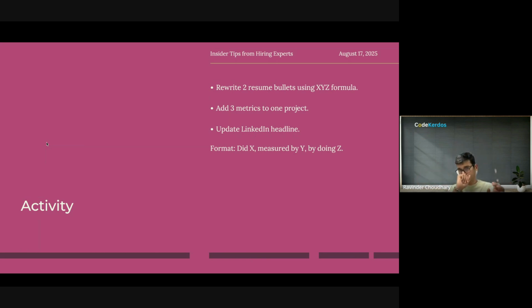So rewrite at least 2 resume bullet points using this XYZ formula. Add some metrics, probably 3 metrics to your project. And if you still have time, then update your LinkedIn profile. So I'll take a pause for 5 to 7 minutes here. Work on this, guys, and share your response in the chat section.